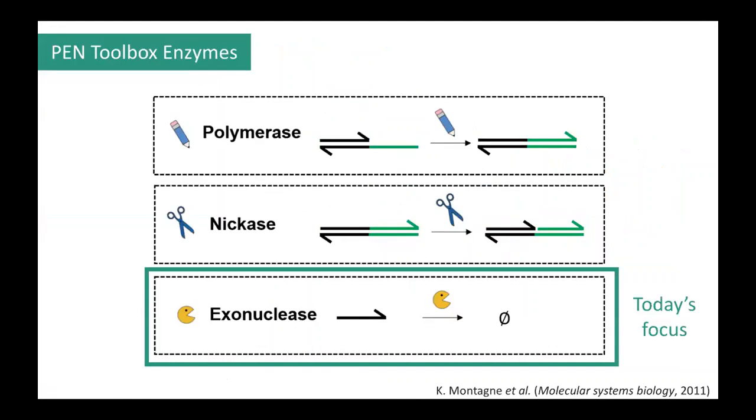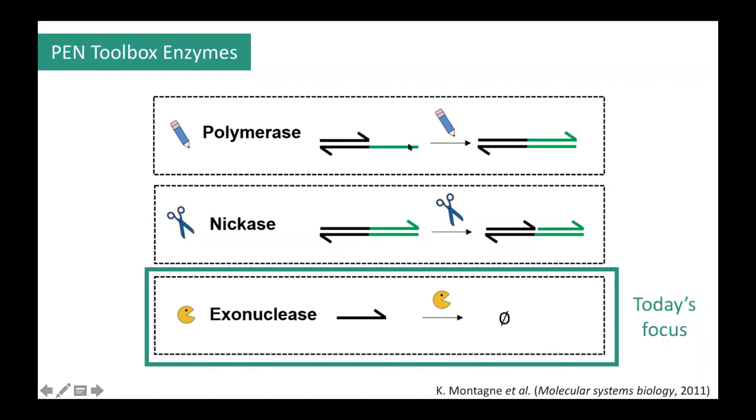So how do we make this reaction work? We use enzymes and the PEN Toolbox enzyme framework. The first enzyme is the polymerase. When this enzyme sees this kind of half double-stranded, half single-stranded DNA, it just extends the single-stranded part to obtain a nice, fully double-stranded DNA.